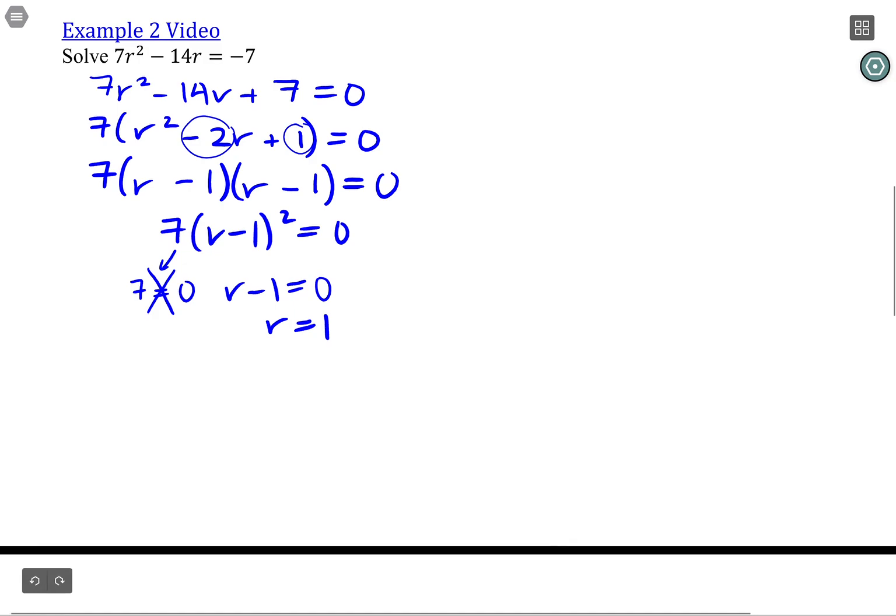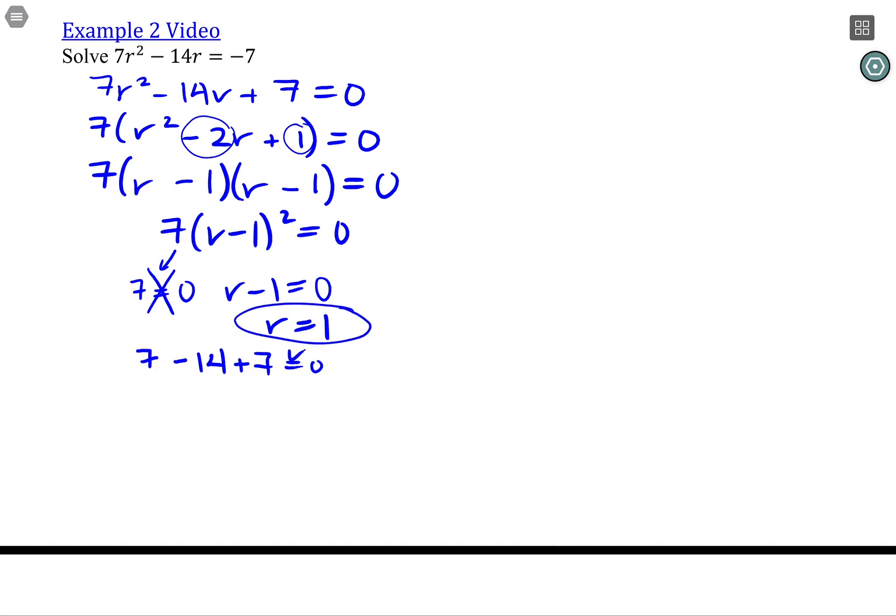If we do 7 times 1, we get 7. 7 times 1 squared, we get 7. Minus 14 times 1, which is 14, plus 7. And that does, in fact, equal 0. So when you get these nice solutions, especially for a skill check, double check your answer by plugging back in. If they're messy, that's harder, but nice solutions, go for it.